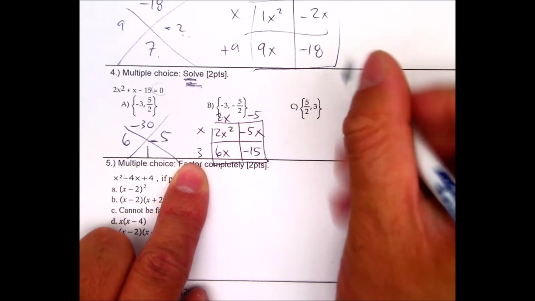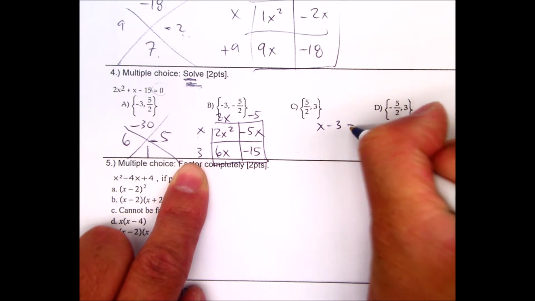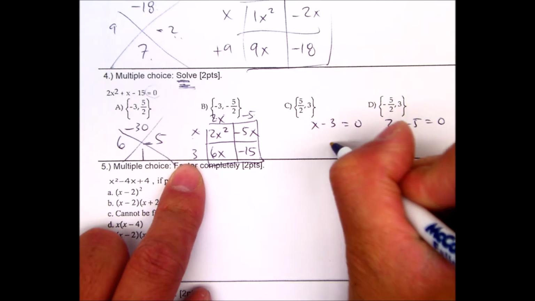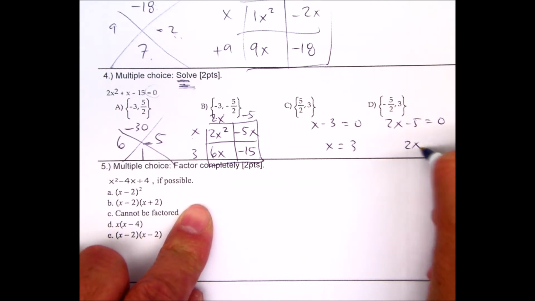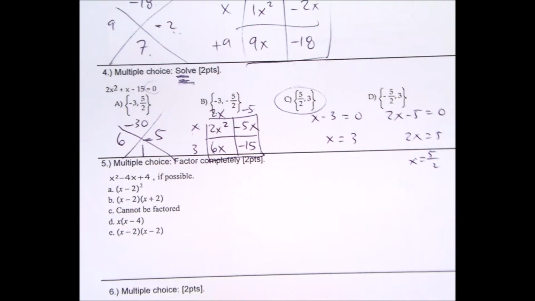Now I take my two binomials. And now I'm going to apply the zero product rule. So x is going to be equal to negative 3. Add 5, divided by 2. x equal to 5 halves. So that would be choice C.